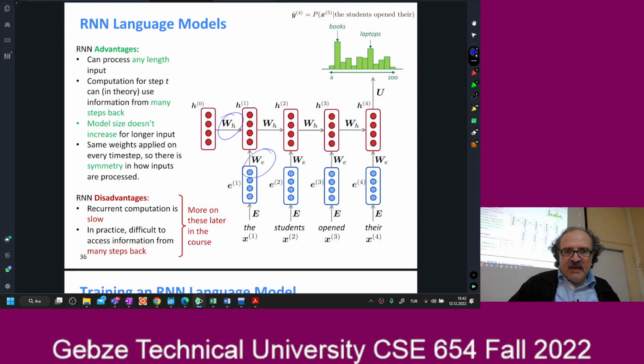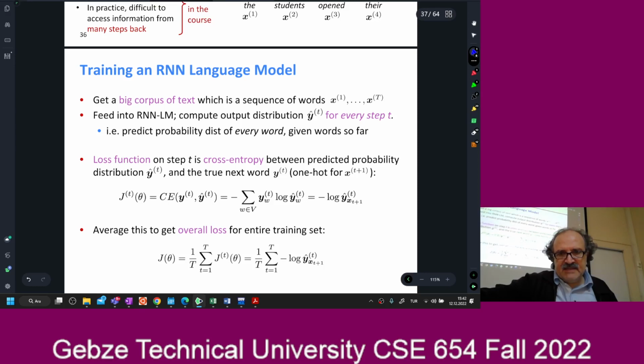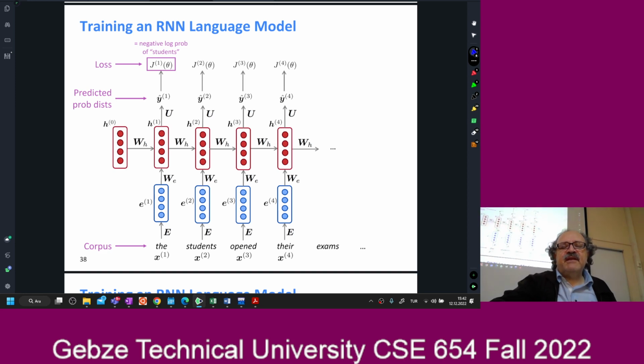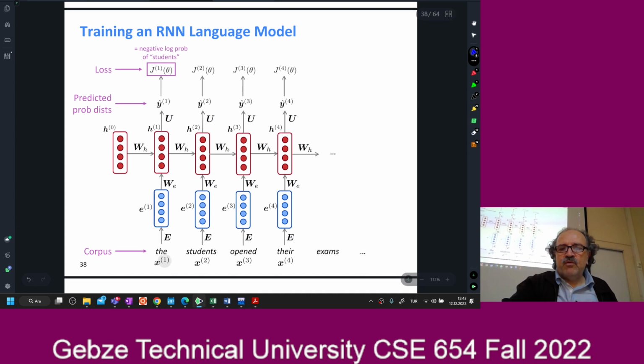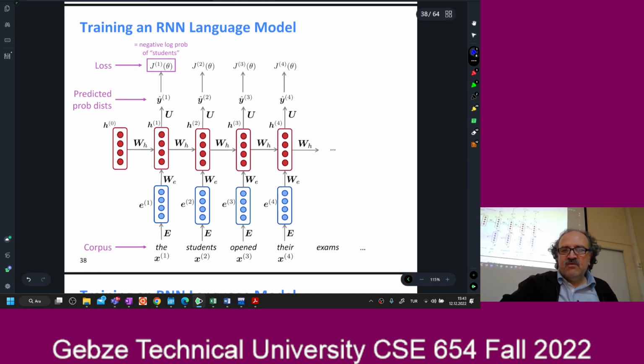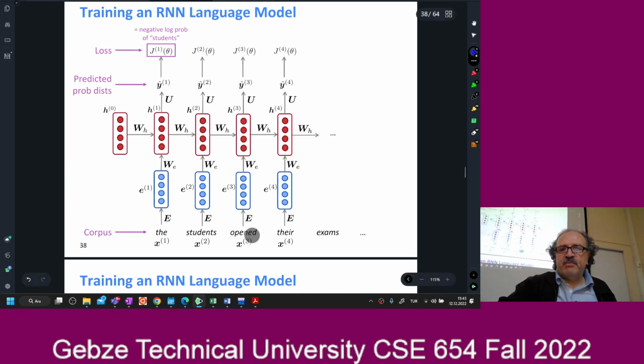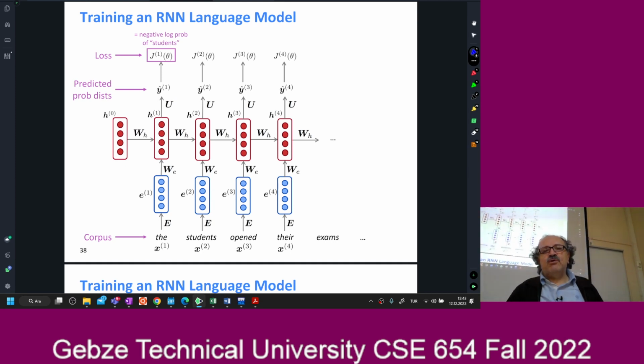And the other thing is this. Remember how we took the negative log of the scoring functions and added them up? This is how we train it. When I give the input, I am expecting to get "students". For the label "students", the next label is "opened". For "students opened", the label is "their". So that's how you do the loss.